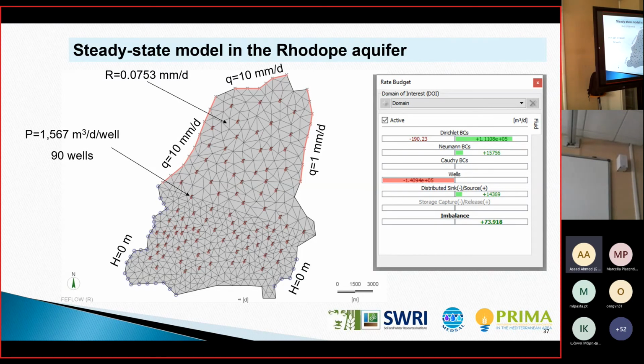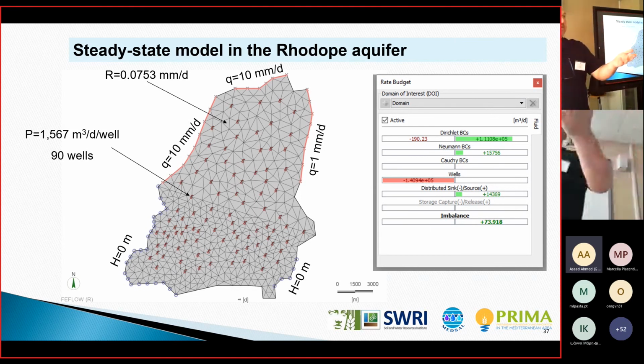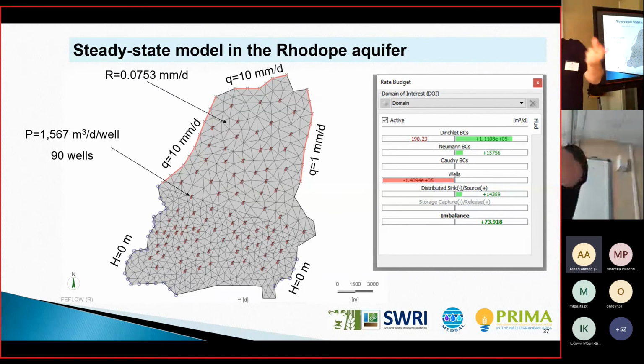Objective function, you're talking about the case of an auto calibration parameter. We can use an objective function that minimizes the error between the piezometry that we simulate and the piezometry that we measure. There will always be a difference between simulated and observed piezometry. So if we try to minimize this difference, that's the objective function.